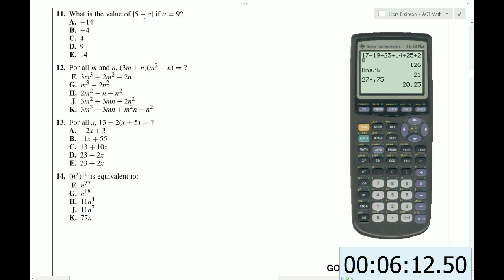What is the value of 5 minus a absolute value if a equals 9? So we're going to plug in 9 here. 5 minus 9 absolute value, negative 4 absolute value is 4. Notice that this does not change to plus. The absolute value only acts on one number at a time. So only when it gets down to the very end does the absolute value do anything.